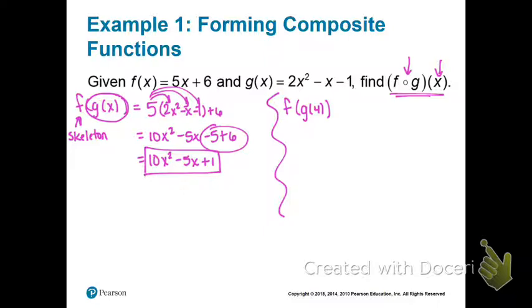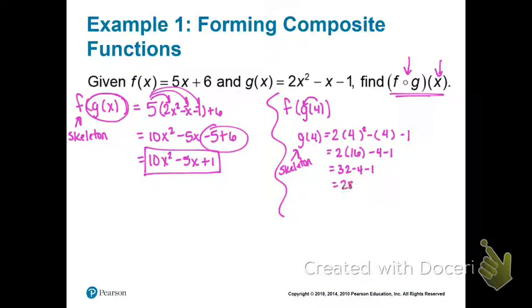So what you're going to do there is you got to take the 4 and plug it into the g function. So we're going to go find g of 4 first. And so it was 2x squared minus x minus 1. Because remember, what's on the outside is my skeleton. And we're going to plug 4 into this. And then we're going to work it out. So I have 2 times 4 squared is 16. Minus 4 minus 1. So 32 minus 4 minus 1. 28 minus 1. So we get 27 as our answer, okay?